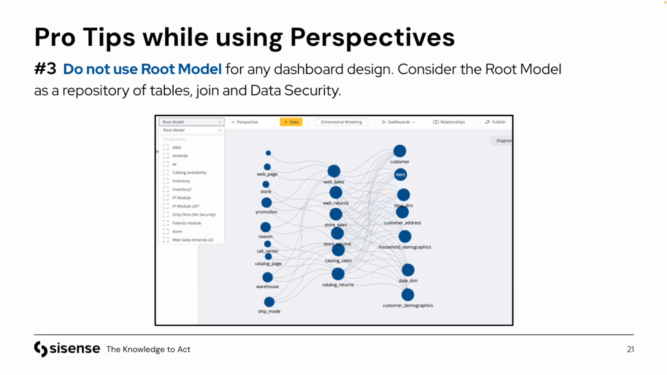Rather, if you create another perspective with all of the tables, all of the joins, and if you make any changes to that perspective, it's not going to affect any of the other perspectives. So do not touch the root model. Once you've created it and joined the tables, just leave it. If you want to add more tables, add them to the root model and use it as your repository of tables and joins, and use your perspectives for dashboards.